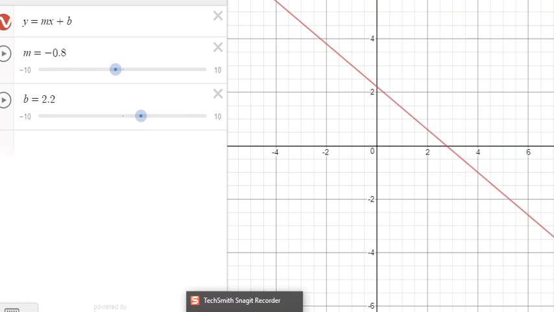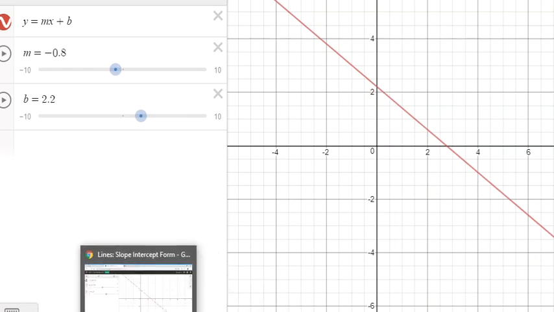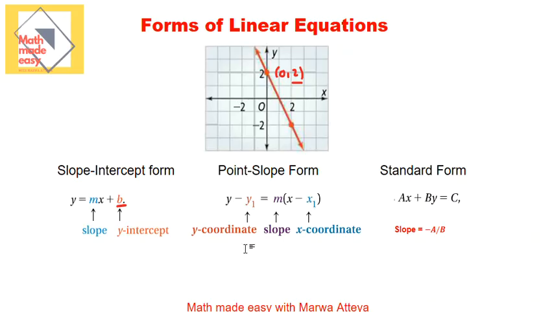Now that you have seen this, I really encourage you to pay it a visit, and let's go back to the different forms of the linear equations. Now we said that the slope-intercept form depends basically on the slope of the line and its y-intercept. Now we can easily find the slope of this line using the formula we discussed before, m equals (y2 minus y1) over (x2 minus x1). We can choose 2 points on the line.